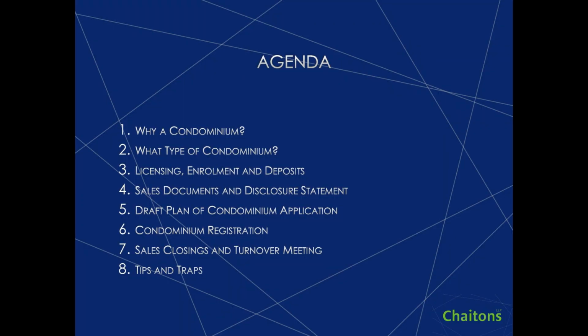So these are the items I'm going to go through. They're roughly in chronological order for what the process is. And we're going to start with the understanding that you have a piece of land, you have some idea of what you want to build, and your end goal is to condominiumize it and sell it off to end buyers. So how do you do that?